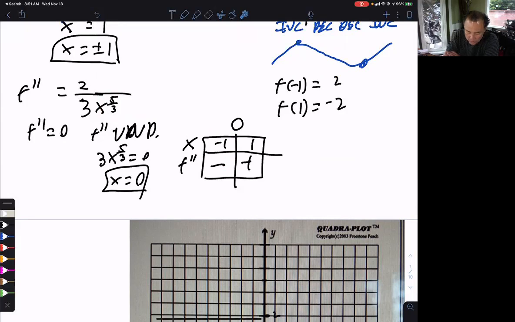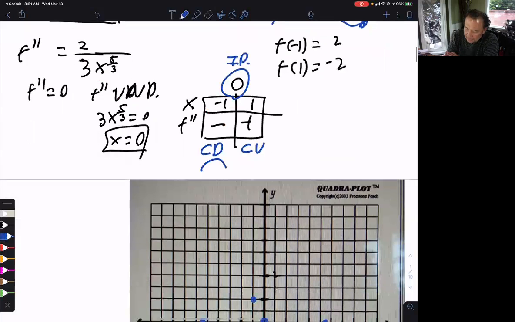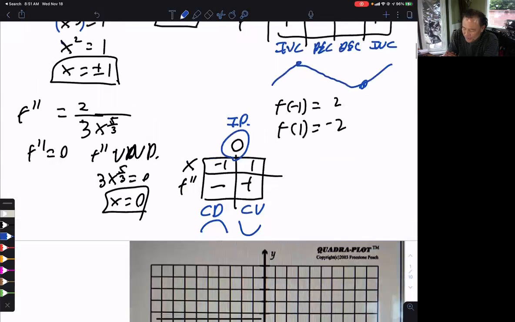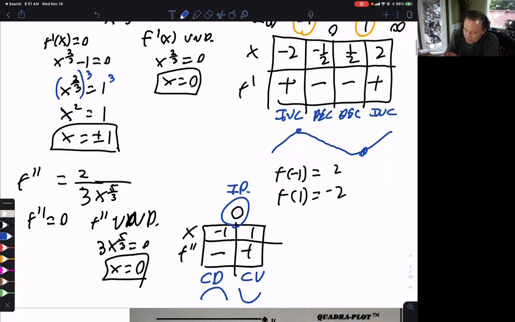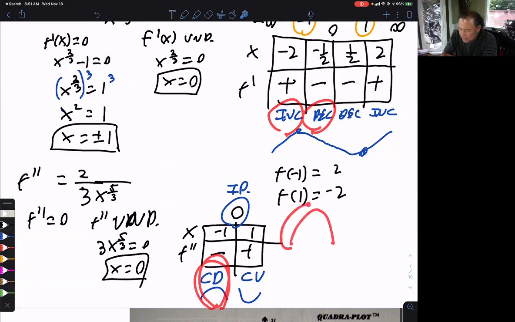What does that tell us? We have an inflection point here because the second derivative changes signs. We have concave down here and concave up here. So we know it's going to be shaped like that and like that. More information. So look, two things are happening left of 0. Increasing and concave down, decreasing and concave down to left of 0. So it's concave down and one part's increasing, one part's decreasing. So it's going to have this general shape left of 0.